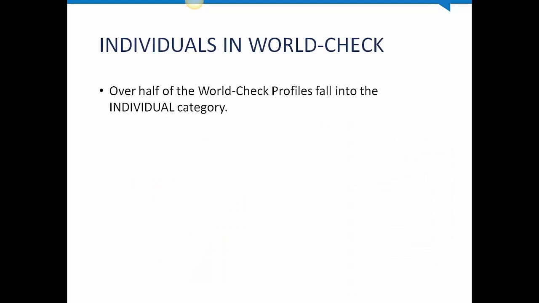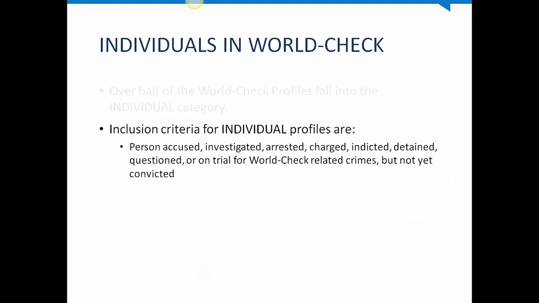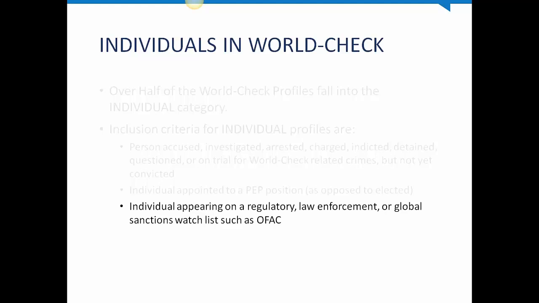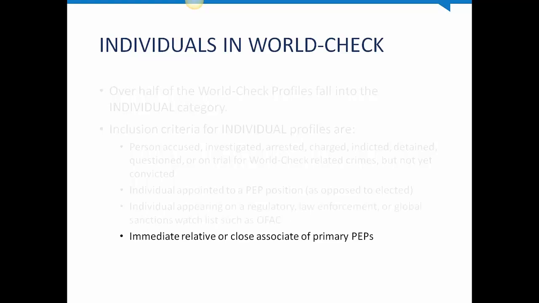So in fact, over half of our profiles, like I said, fall into the individual category. So these could be people that have been accused, investigated, arrested for some kind of WorldCheck-related crimes, financial, private corruption, etc. Maybe they've been convicted, maybe they're being investigated. Then you've got individual people that have been appointed or elected to a political office, people that are on different kind of watch lists, such as OFAC, and then you've got those close associates, and you've got the relatives of PEPs, and that drives, again, over half of our database.